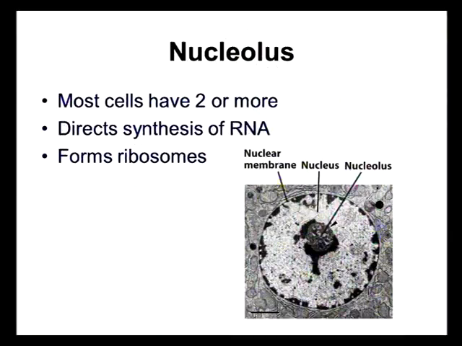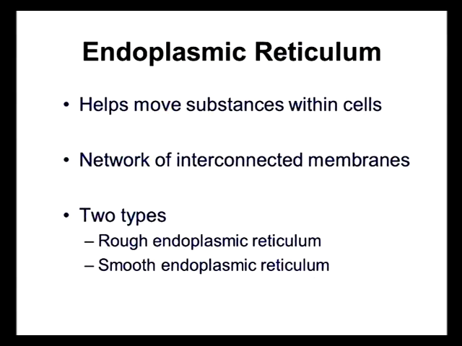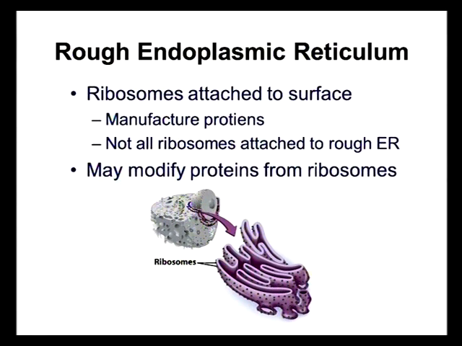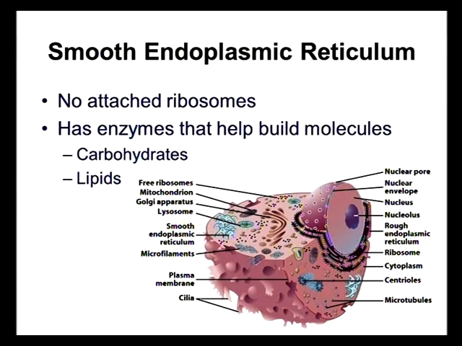Nucleolus is present in the nucleus and endoplasmic reticulum. Endoplasmic reticulum means a network-like structure present in the cell. Mainly, endoplasmic reticulum is of two types. The first one is rough endoplasmic reticulum. Why do we call it rough? Because ribosomes are attached on the surface of the endoplasmic reticulum, we call it rough endoplasmic reticulum.